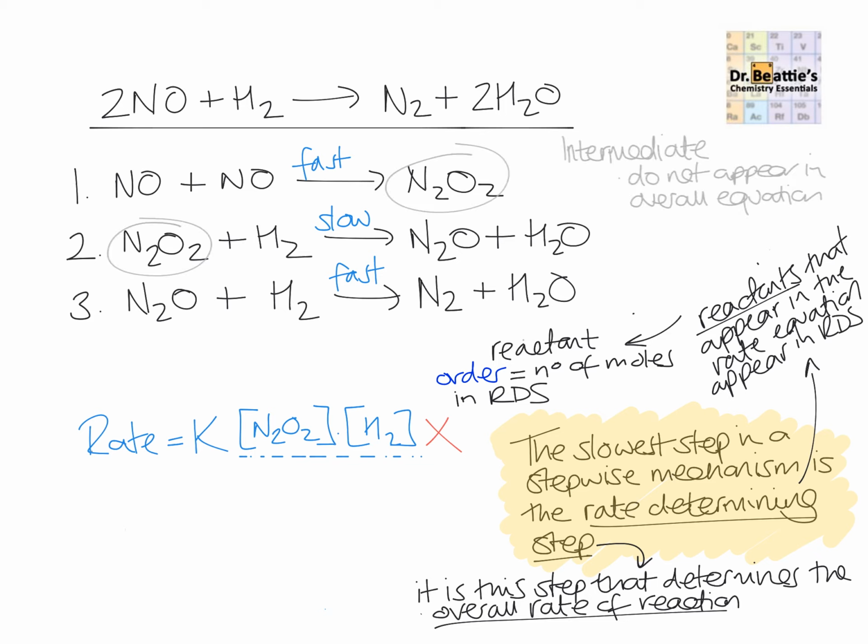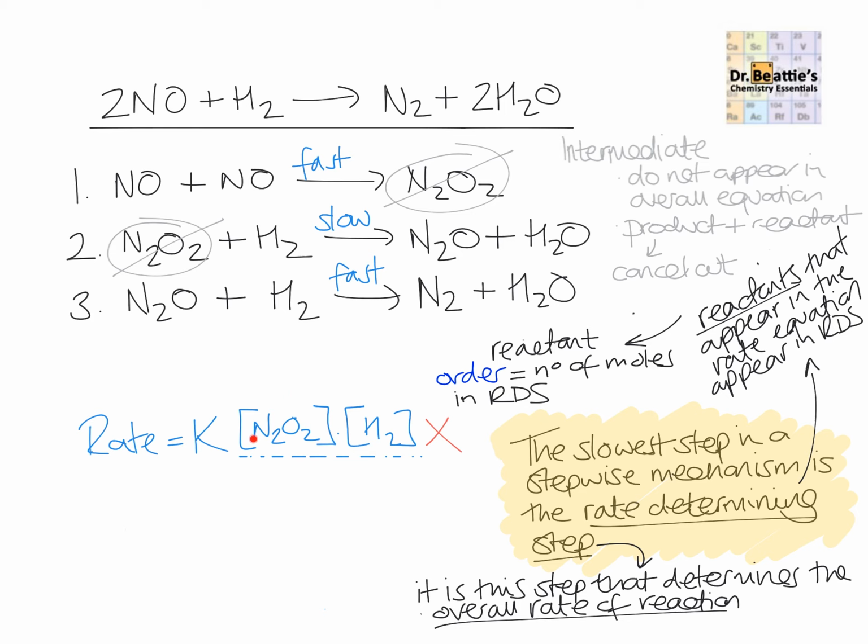Now intermediates are fleeting. They only exist for a short period of time. They are always produced in one step and then used up in another step. As a result of this, we've got to think of these arrows as an equal sign in an equation. They will cancel each other out. Now, as they cancel each other out, they won't appear in the overall rate equation. So, as we've discussed before, they're not a true reactant, so they cannot appear in the rate equation.